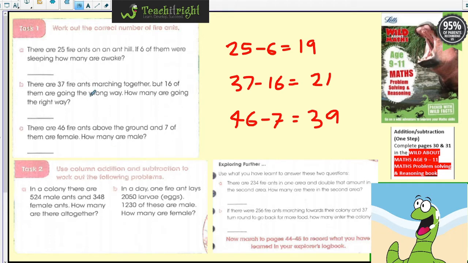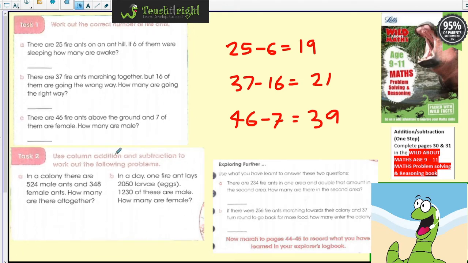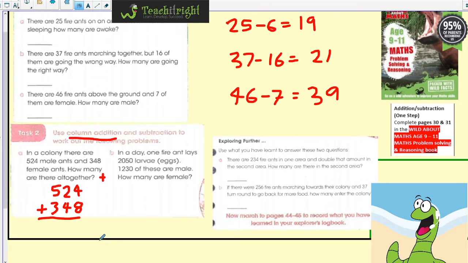Task 2, use column addition and subtraction to work out the following problems. So it's told me how to do it, so I'm going to listen. Here, in a colony, there are 524 male and 348 female. How many are there altogether? Altogether to me is an addition word. So I'm translating it: 524 add 348. Using column addition, like it said, off we go.